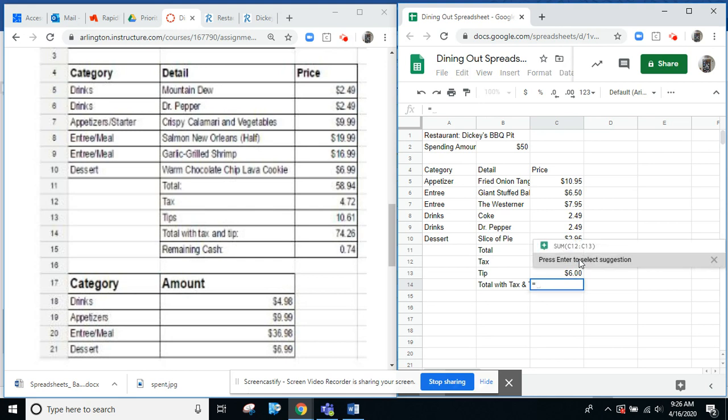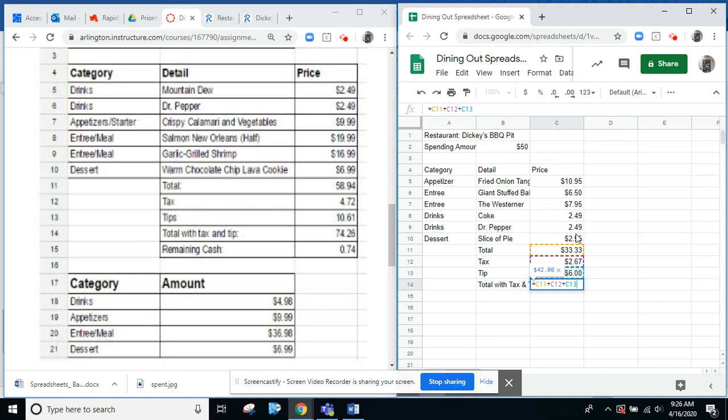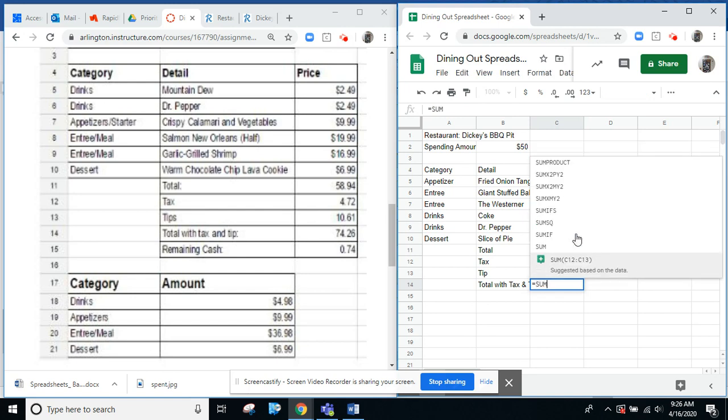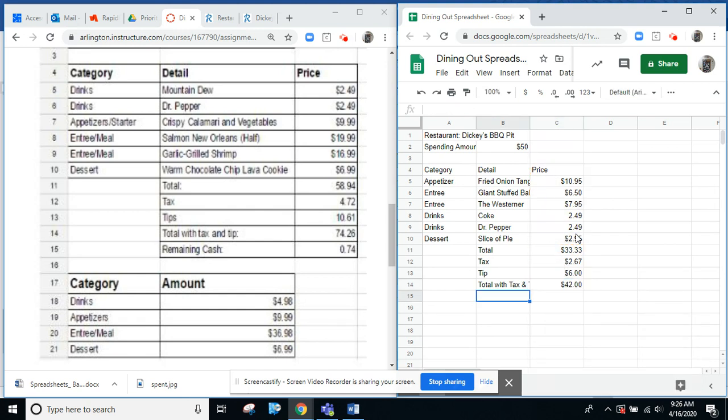So equals, and there's several ways you can do this. It suggested a formula for us, but that formula is not correct because it does not include our total at cell C11. So I'm going to put C11 plus C12 plus C13. And that would give us our total, but there is one other way to do this. We could do the equal sign, C11 through C13. Either one of those formulas will work.